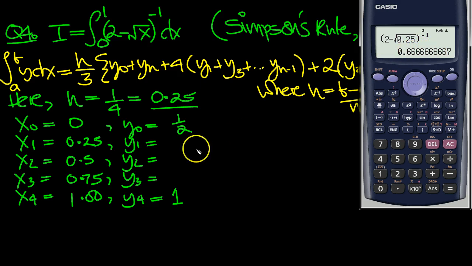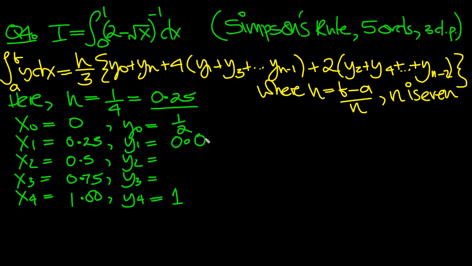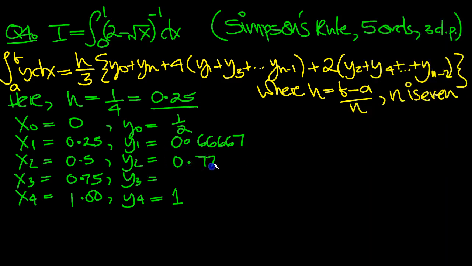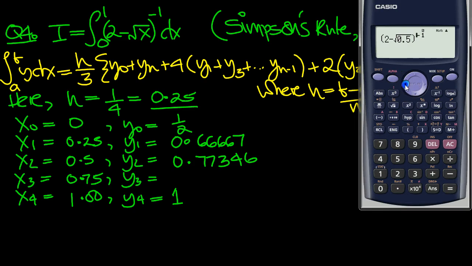So it's 0.66667. Next one, when we put 0.5 in. So let's go back and change the 0.25 to 0.5. We get 0.77346. Now put 0.75 in and work that out here. 0.88185.